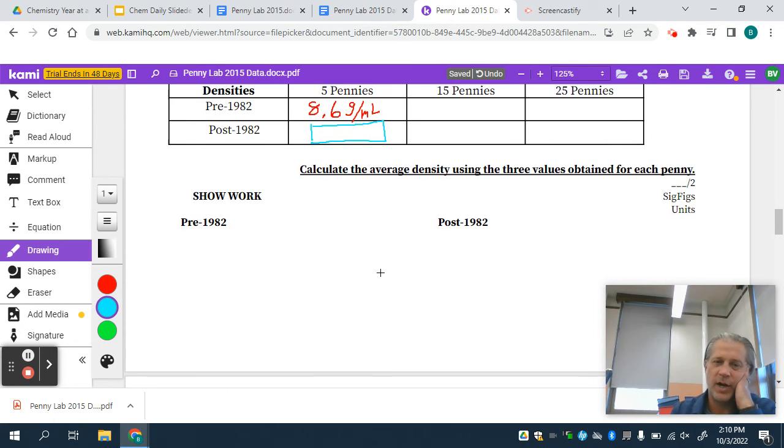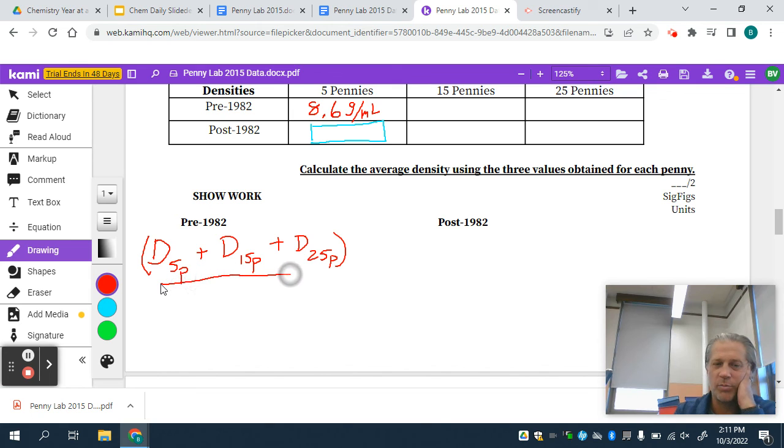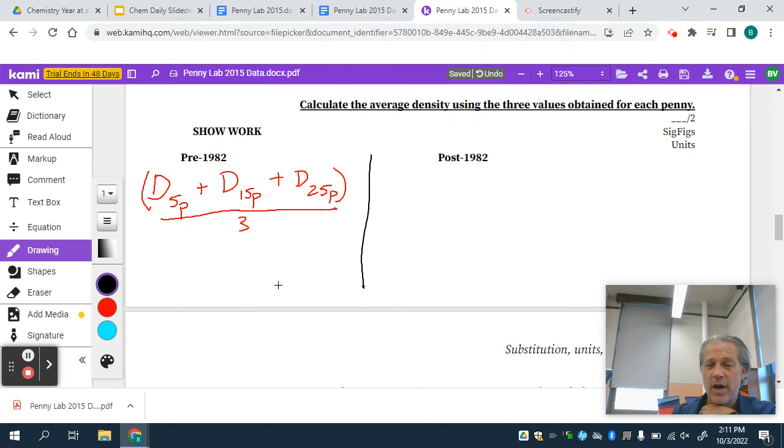So that's going to be the work that you're going to have to do with your data. The next thing that you're going to have to do is calculate the average. So our average formula is (density of 5 pennies plus the density of 15 pennies plus the density of 25 pennies), and I'm putting that in parentheses because that's kind of important for how you plug this into your calculator. And then we're going to divide by 3. So you take the density plus the density plus the density, and you hit equals, and then you divide by 3. And it's really important. And then you'll record that value here, and you'll do the same thing for your post-1982 pennies as well. So those are the calculations that you have to do.